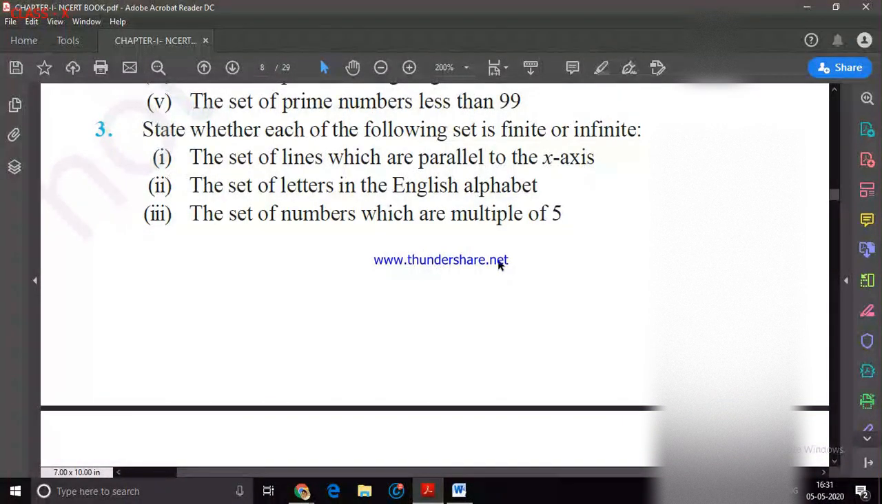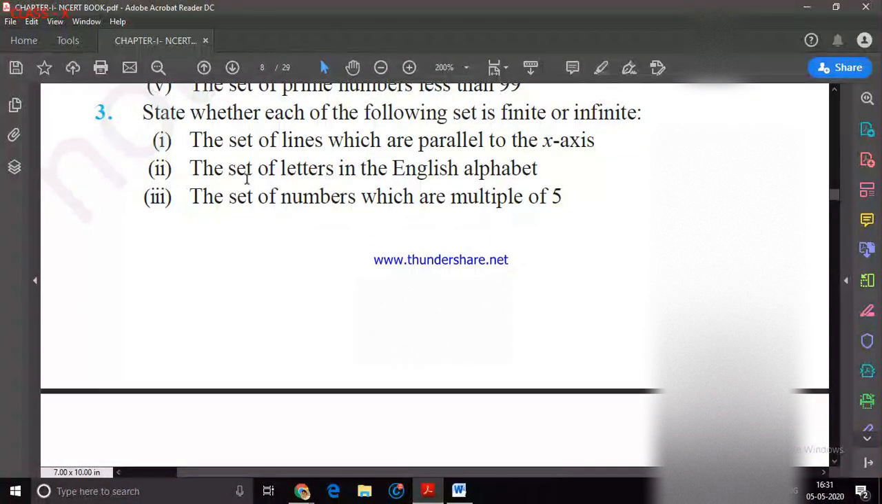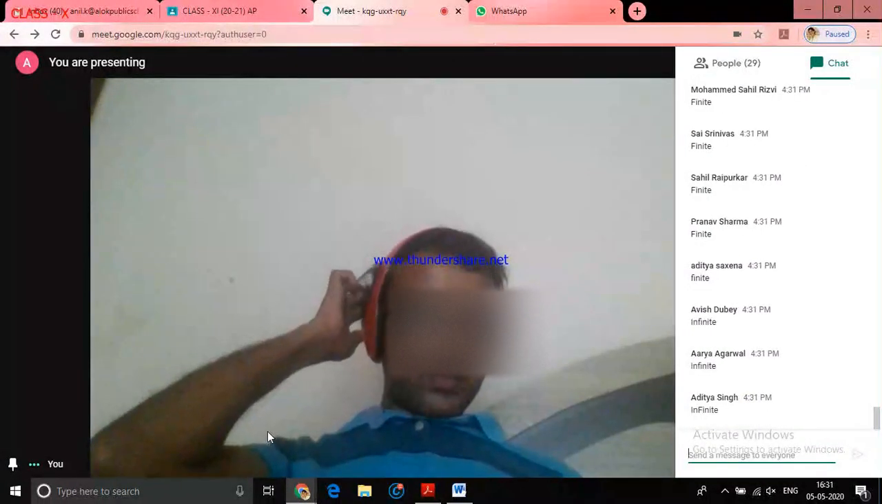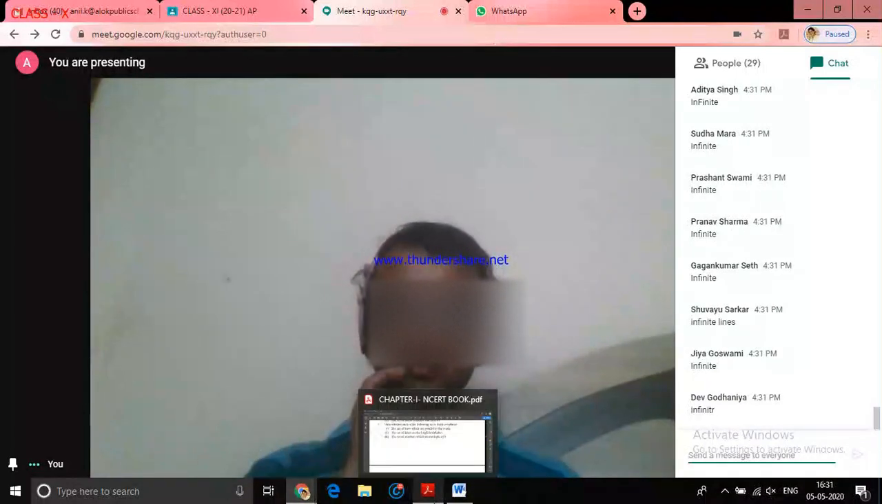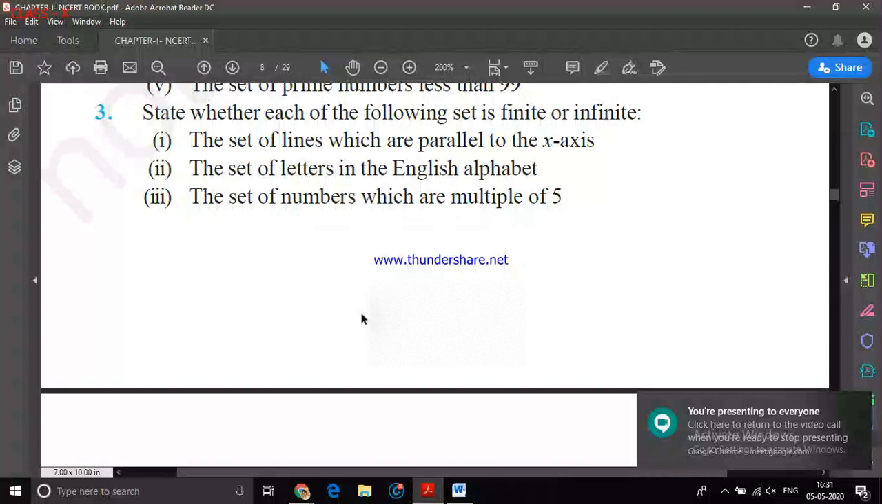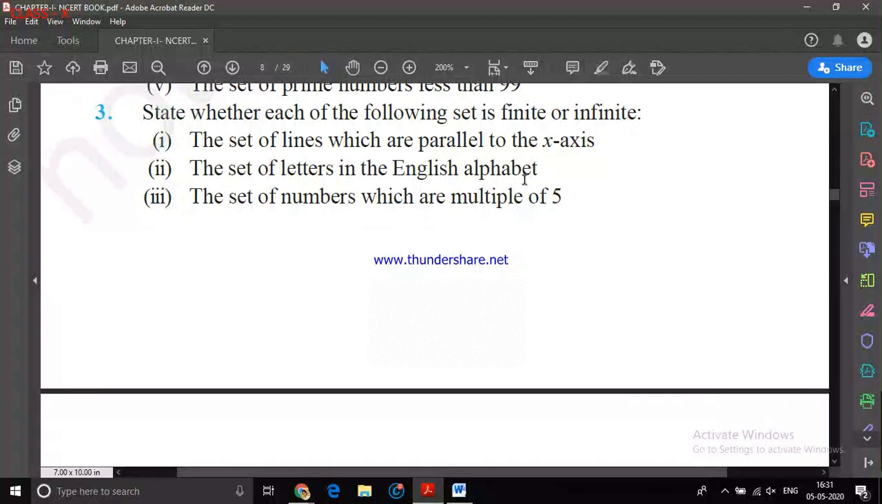State whether each of the following sets is finite or infinite. The third question is also the same. The set of lines which are parallel to x-axis. How many lines are there parallel to x-axis? I'll wait for your answers. If anybody is typing finite, it is wrong. It has to be infinite. You can draw as many as you want. Okay. Next, second question. The set of letters in the English alphabet. Obviously, it is finite.